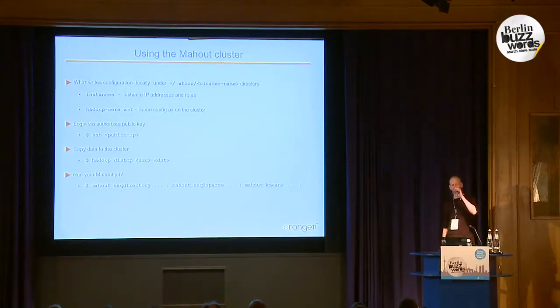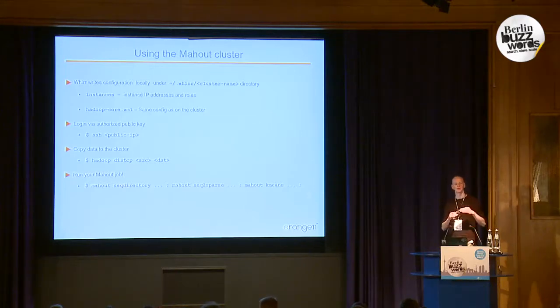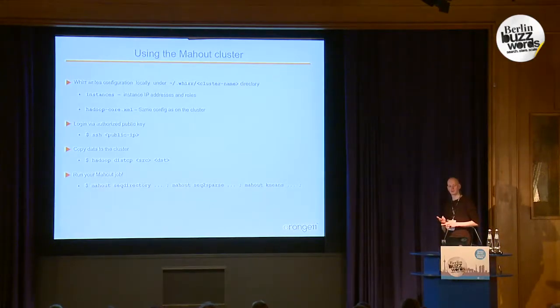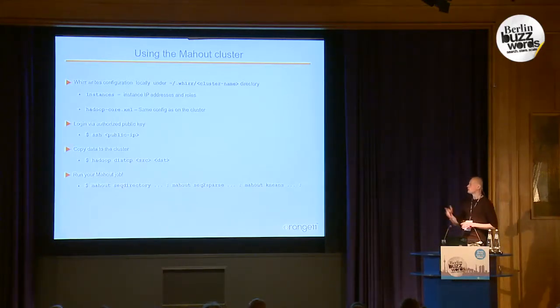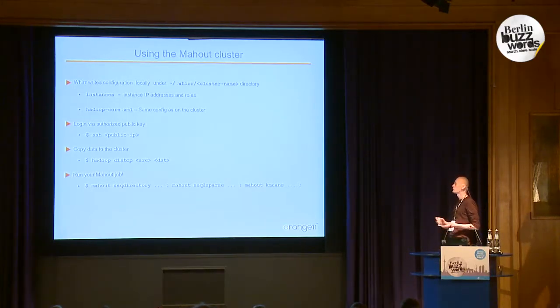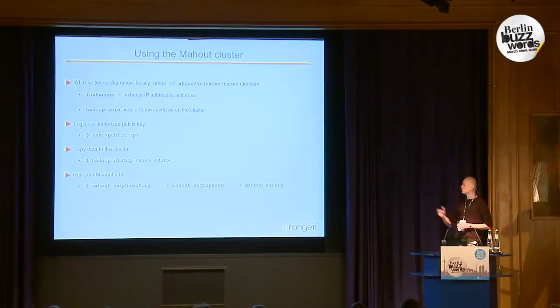Okay, so how do you use it? In your home directory, there will be a .whirr folder with all the different clusters you have. So you can have multiple clusters running at the same time if you want, and you just go to the folder there, and there is an instances file, which contains all the instances with their IP addresses and their roles. So if you want to log in, you can just check the file for the IP address of the name node, for instance. You can just SSH into it immediately because the public key has already been authorized. So you get a passwordless login. And then from there, you can copy your data onto the cluster and you can start working. So you can run your Mahout job here from the command line.